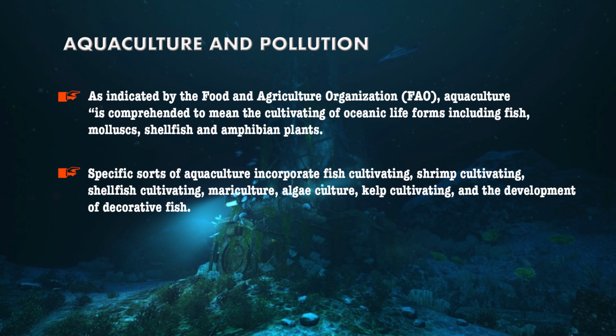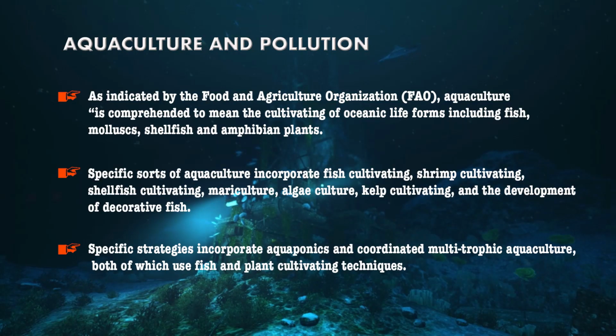So kelp, you would have known about this. This is also used in shampoos and in conditioners. This is also supposed to give you very good benefits for the hair and for the skin. So kelp cultivating is also done, and also the development of ornamental fish. Because in this you have the ornamental varieties of fish, which can also be done using aquaculture techniques. Now specific strategies incorporate aquaponics and integrated multi-trophic aquaculture, both of which are using fish and plant cultivating techniques.